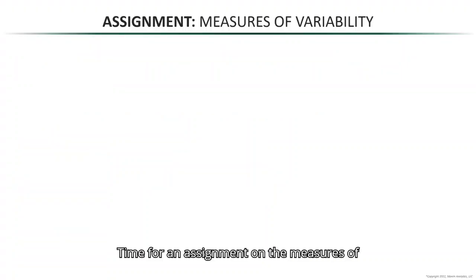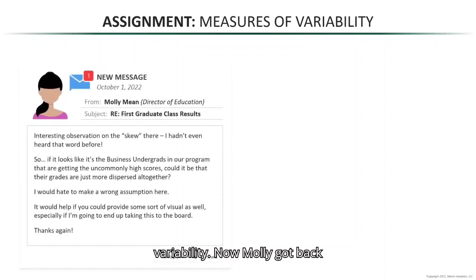Time for an assignment on the measures of variability. Now, Molly got back to us once again after our last assignment, and now she's wondering, if it looks like it's the business undergrads in our program that are getting the uncommonly high scores, could it be that their grades are just more dispersed altogether? Because I would hate to make a wrong assumption here. And it would help if you could provide some sort of visual as well, especially if I'm going to end up taking this to the board.